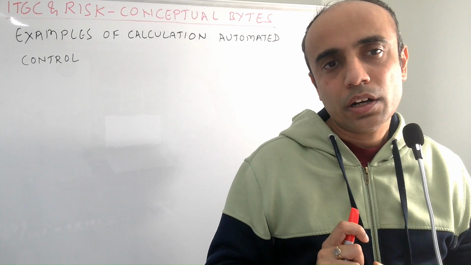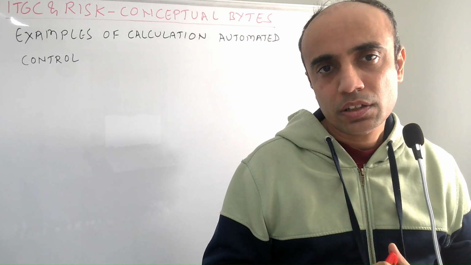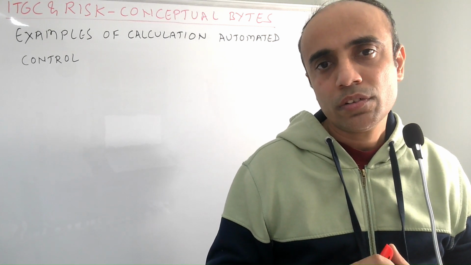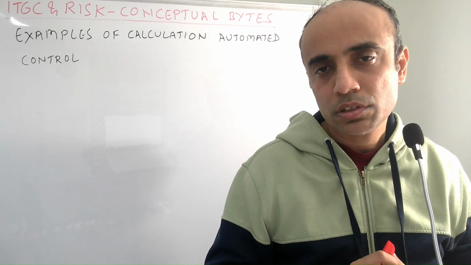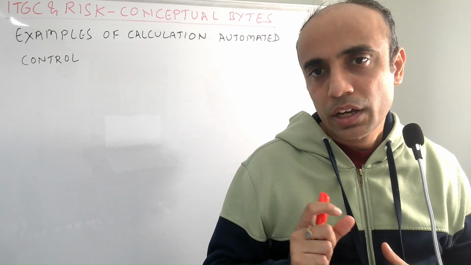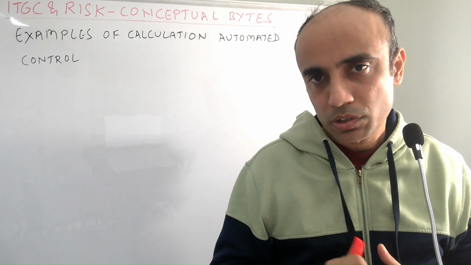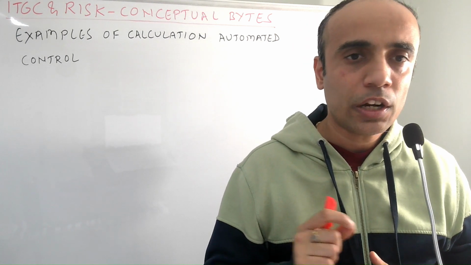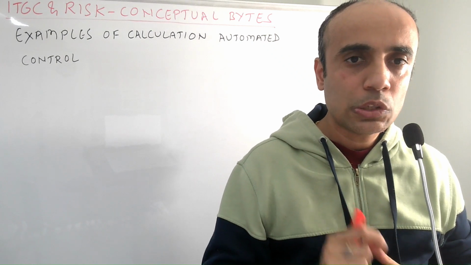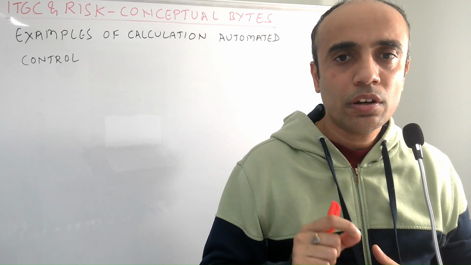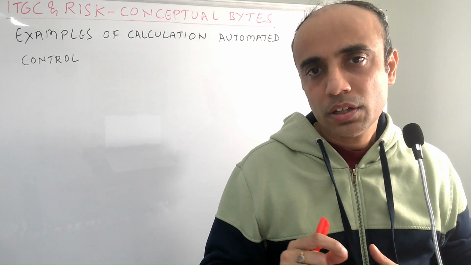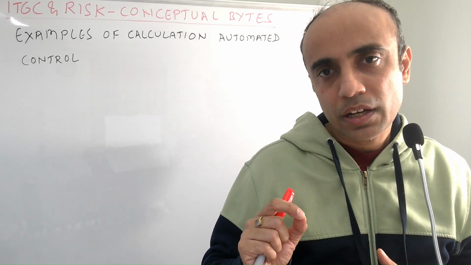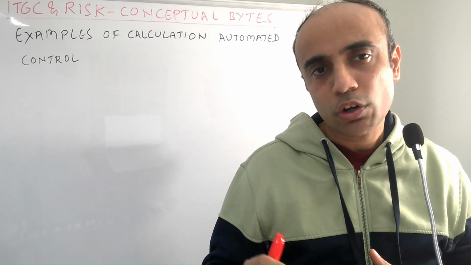Next, a credit score application using credit history and other financial factors to calculate the credit score of a person. So, calculation of credit score in an automated way using credit history and other financial parameters is an example of a calculation automated control.